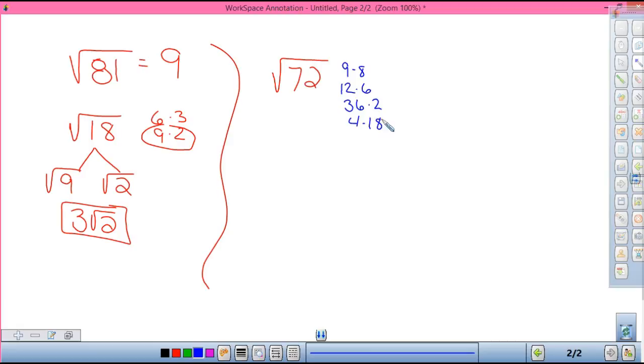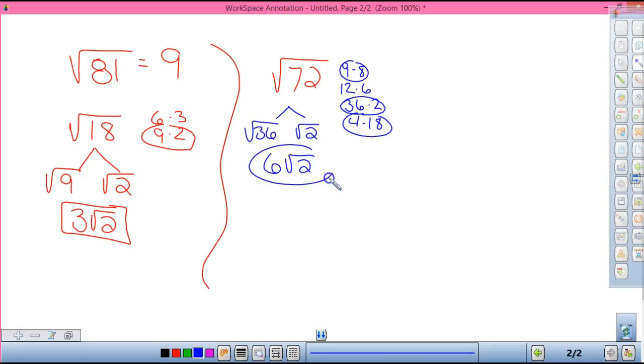All right, which ones have my perfect squares? 9 and 8 are perfect squares. What else? 36 and 2, and what else? 4 and 18. So, which one do I want to use? You always want your biggest perfect square. Since 36 is our biggest perfect square, we're going to write it as the square root of 36 times the square root of 2. And then what's my square root of 36? 6. So my answer is 6 root 2.